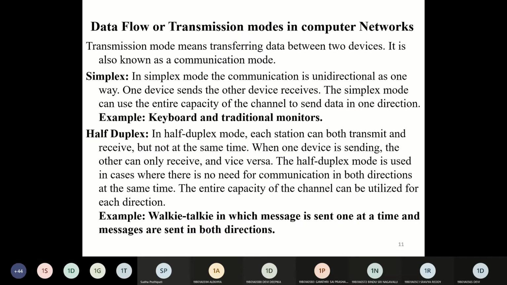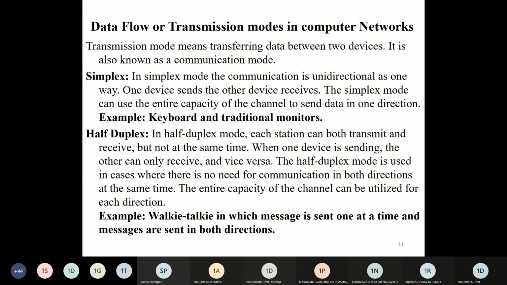An example of half duplex is a walkie-talkie. When two persons talk over a walkie-talkie, only after one person finishes can the other person talk. The channel capacity is used for only one person to communicate at a time. Such communication is called half duplex mode, which means each station or device can both transmit and receive, but not at the same time.